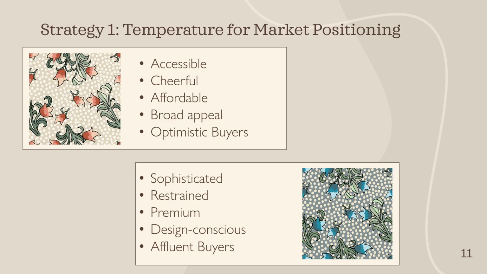Temperature adjustments. Warm tones often read as accessible, friendly. Cool tones read as sophisticated and premium. This is useful for aligning patterns with market positioning, but always consider motif and scale first. Example, mass market may favor warm coral and fresh green. Luxury may use cool slate blue and ivory.